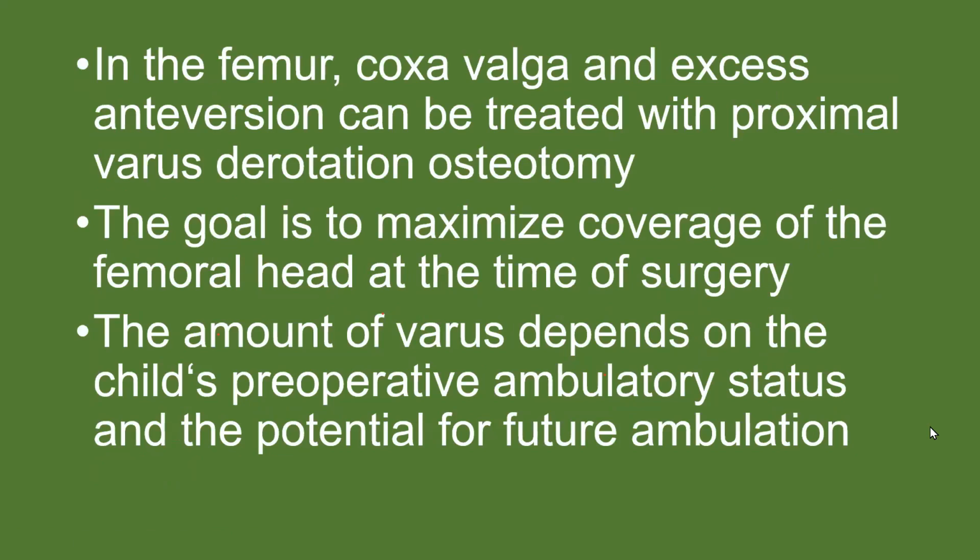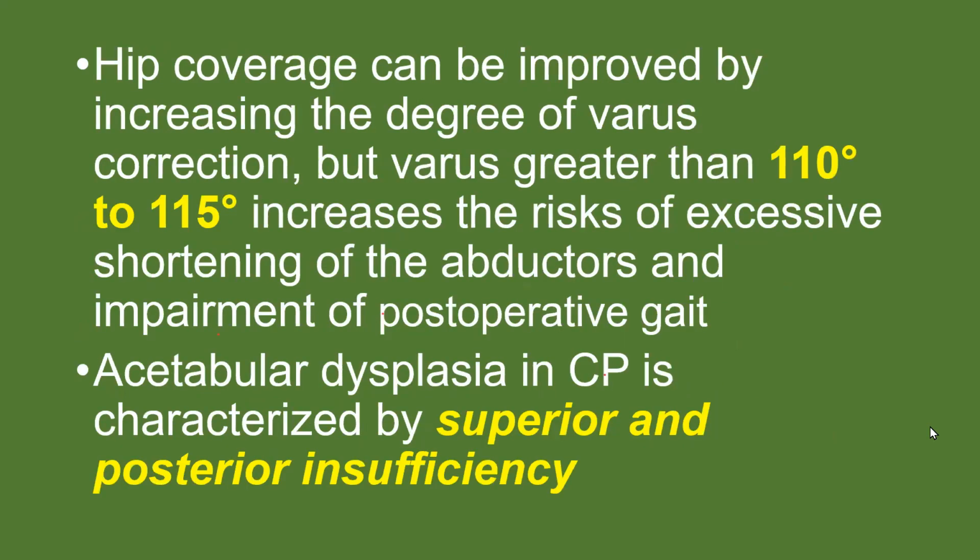In the femur, coxa valga and excess anteversion can be treated with proximal varus derotation osteotomy. The goal is to maximize coverage of the femoral head at the time of surgery. The amount of varus depends on the child's preoperative ambulatory status and the potential for future ambulation. Hip coverage can be improved by increasing the degree of varus.